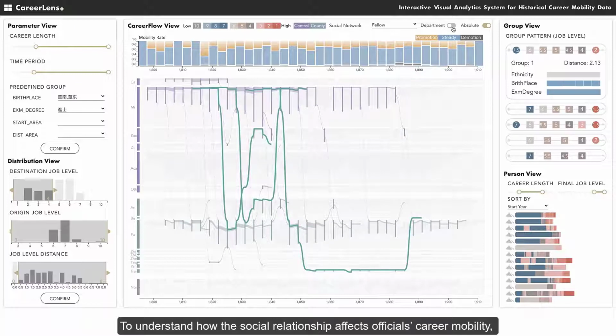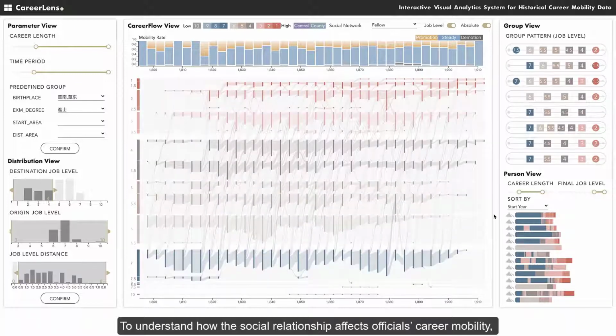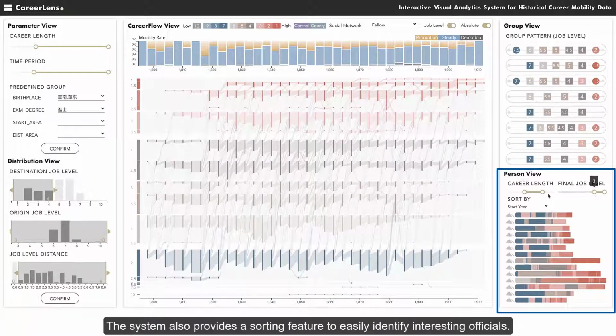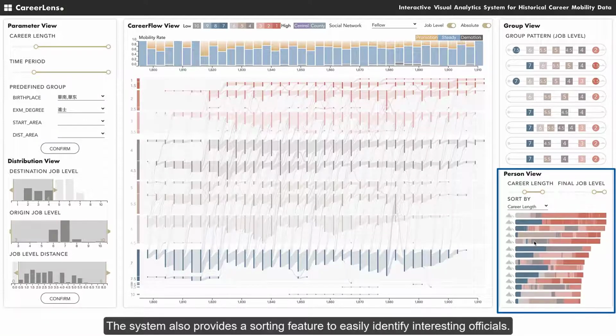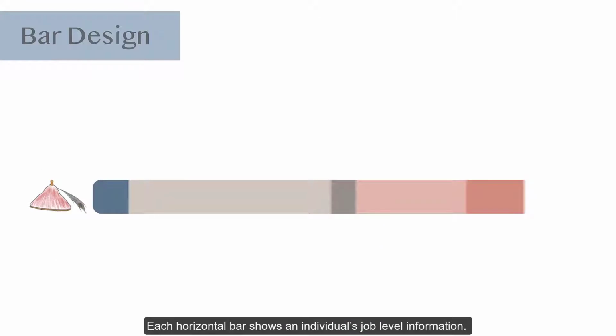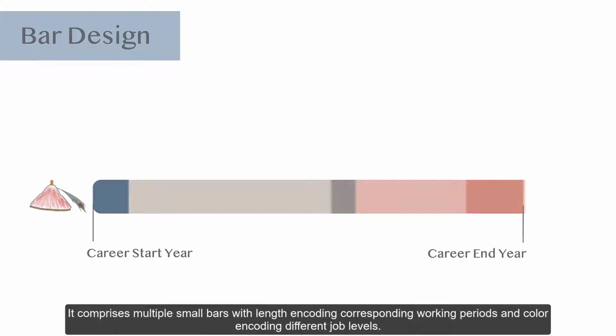To understand how the social relationships affect the official's career mobility, the expert can go to the person view and use filters to define the influential officials. The system also provides a sorting feature to easily identify interesting officials. Each horizontal bar shows an individual's job level information. The total length encodes the career length. It comprises multiple small bars with length encoding corresponding working periods and color encoding different job levels.